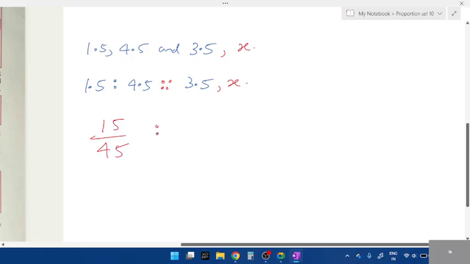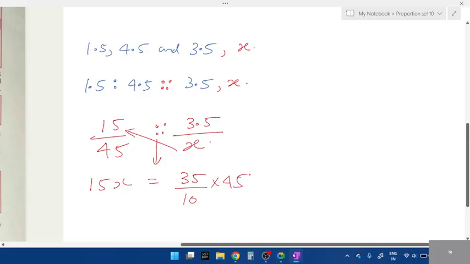1.5 and here 3.5 divided by x, right? 3.5 divided by x. So you can cross multiply here. If you multiply, what are we getting? 1.5 into x is equal to 3.5, like 35 divided by 10, into 45. Is this clear? Yes. So this is ratio, students, ratio.